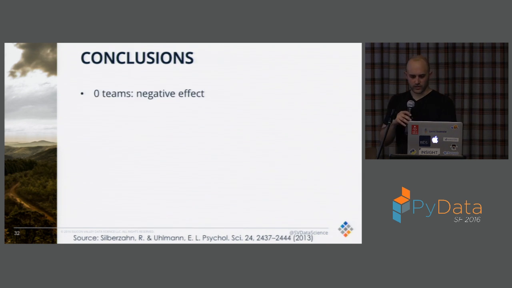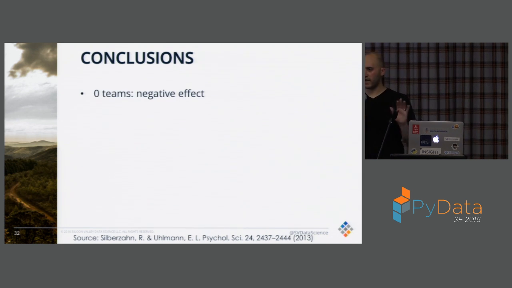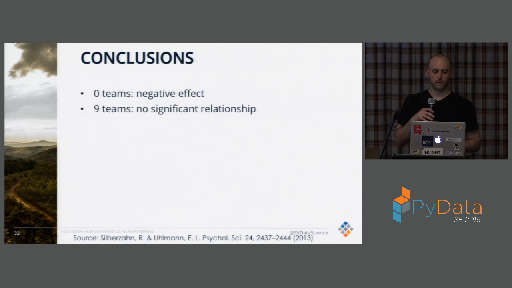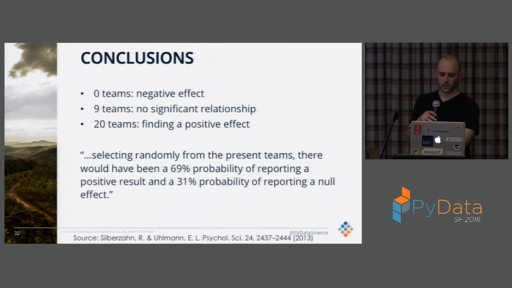The basic conclusions are this. No teams found a negative effect, that it went the opposite way than expected. Nine teams found no significant relationship whatsoever, and 20 teams found a positive effect. They said, and this is from their paper directly, selecting randomly from the present teams, there would have been a 69% probability of reporting a positive result and a 31% probability of reporting a null effect.